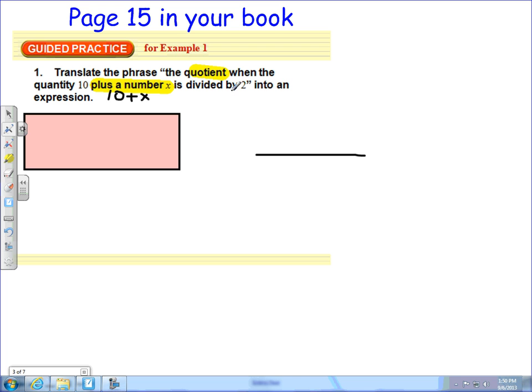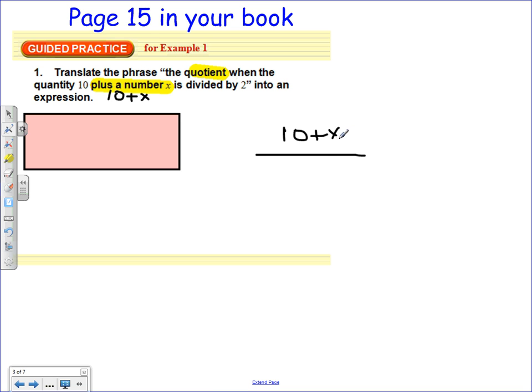Now I have them divided by 2. So I have to decide what's going on the top and what's going on the bottom. The top number is the 10 plus x, and the divided by 2 indicates it would be on the bottom. So the expression would be 10 plus x divided by 2.